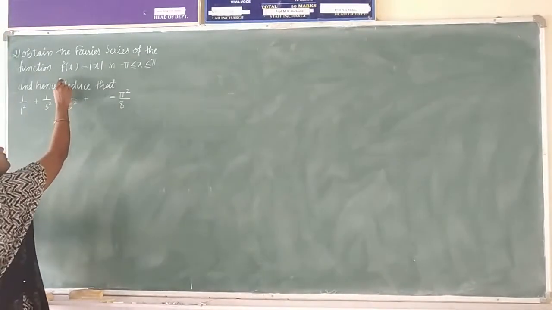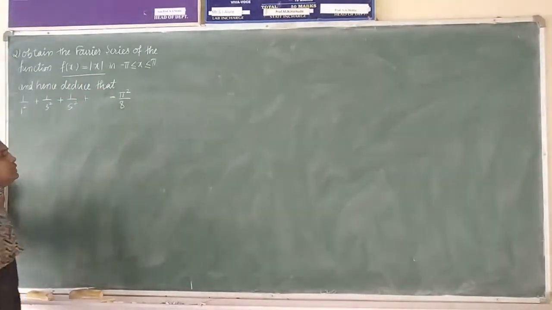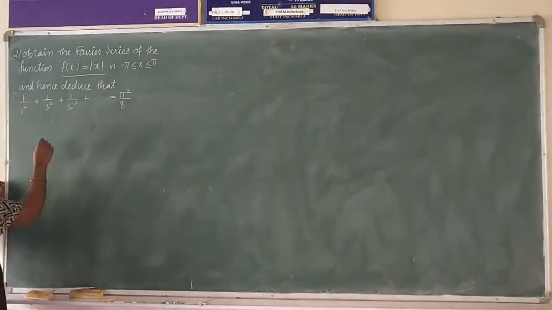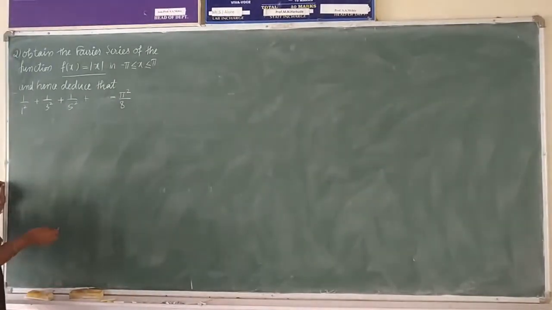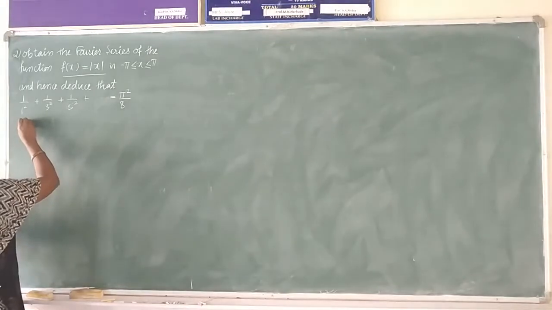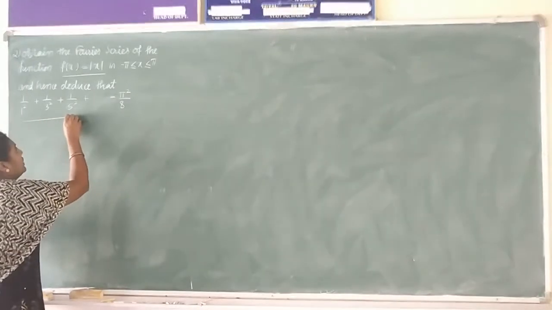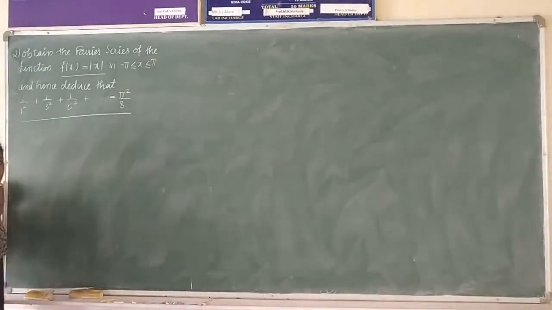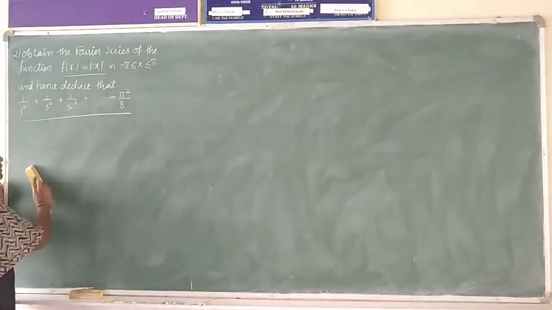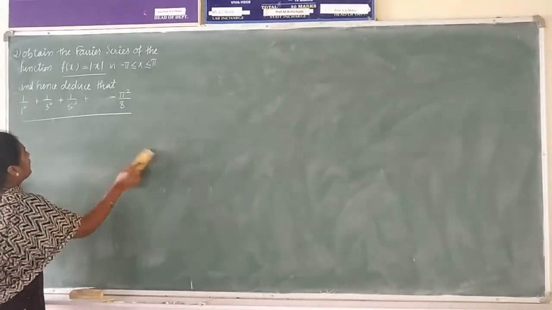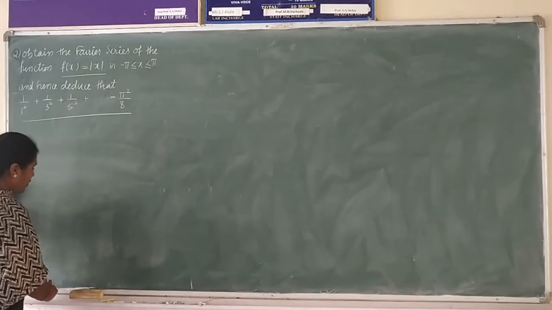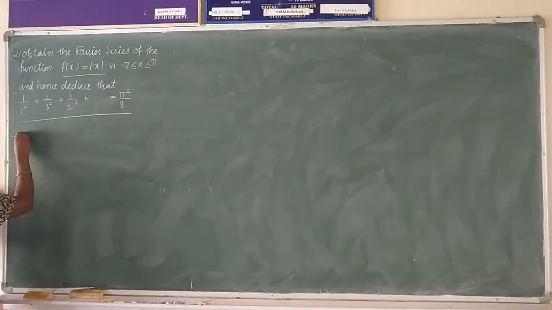It means here we have two parts of the question. One is to find the Fourier series for the function mod x, and after obtaining the Fourier series, we need to deduce it to this form. First, let us find the Fourier series for the function f of x equals mod x. Let us solve that one.